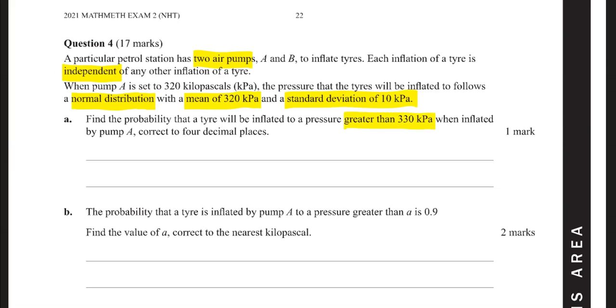So that's basically PR A is greater than 330. Use norm CDF when you CAS, get 0.1587.